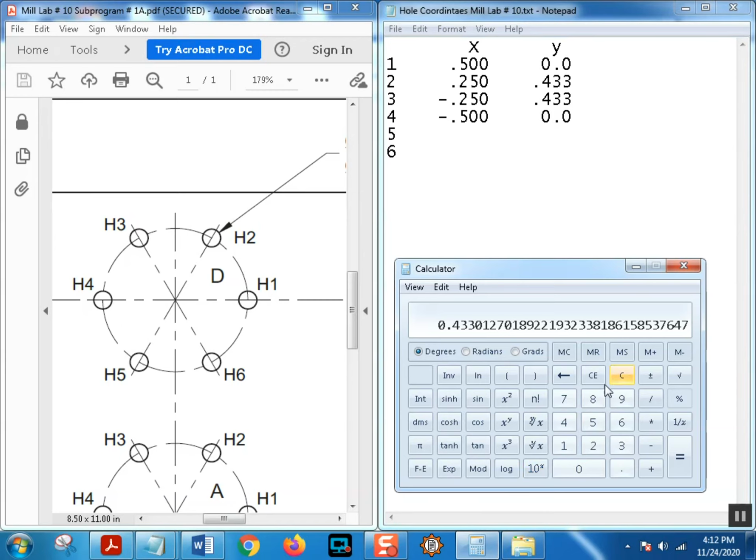Oh, let's go back up here, clear that out. For H5, again, I've got 30. Really, do I need to do it? I'll do it just one more time. That's the last time. I'm not going to do it for H6. You see, we really only had to do one trig problem for this one.